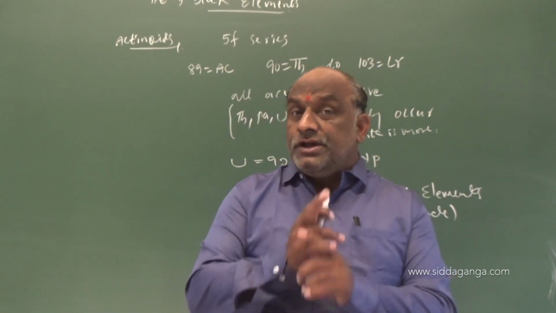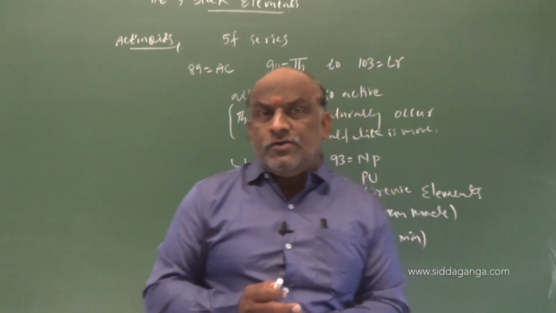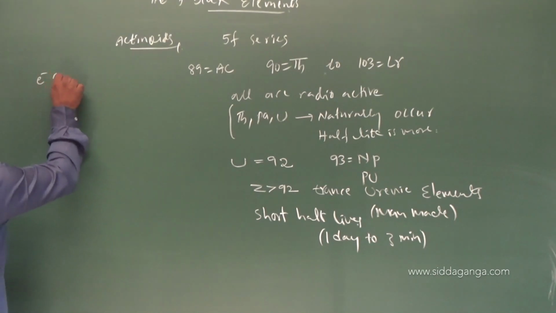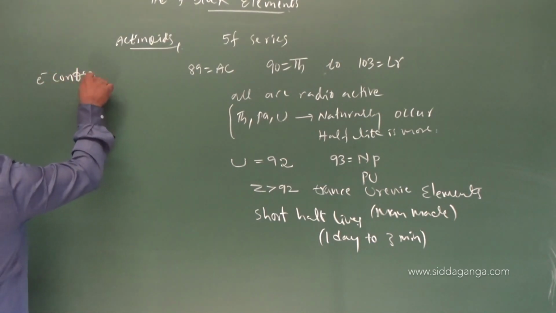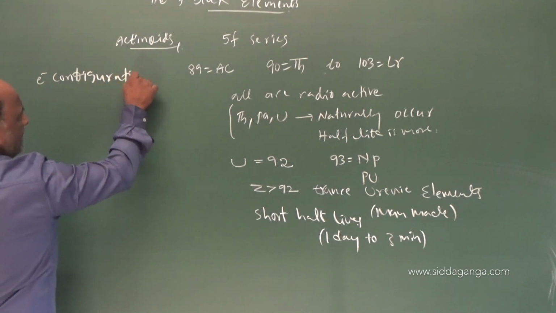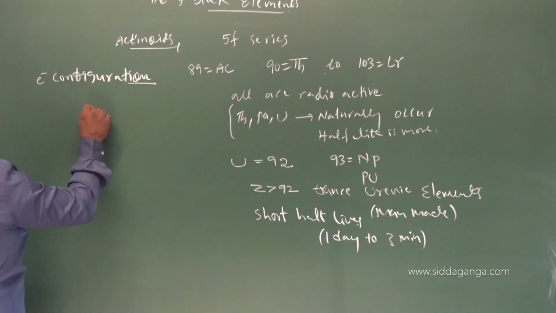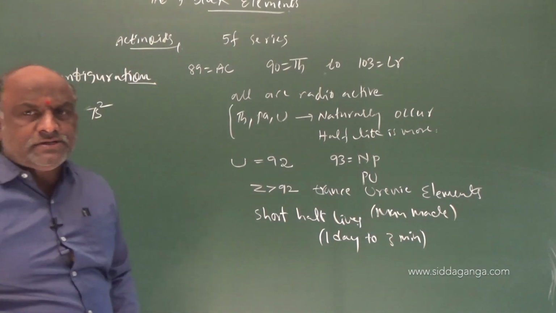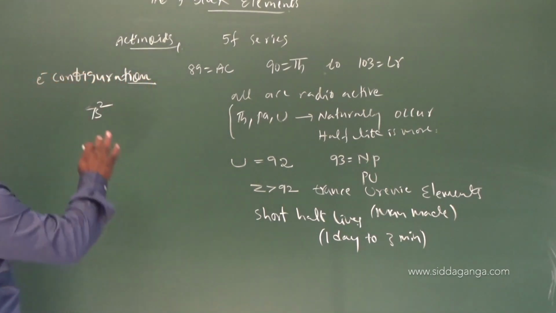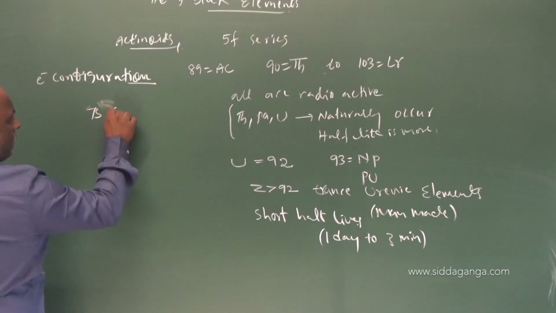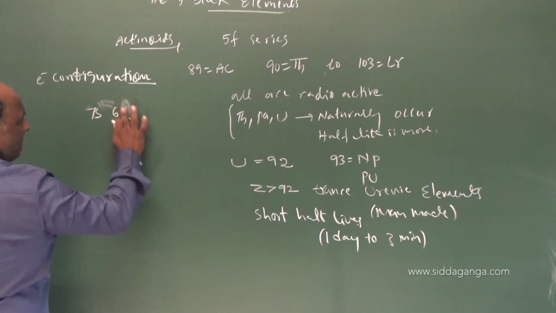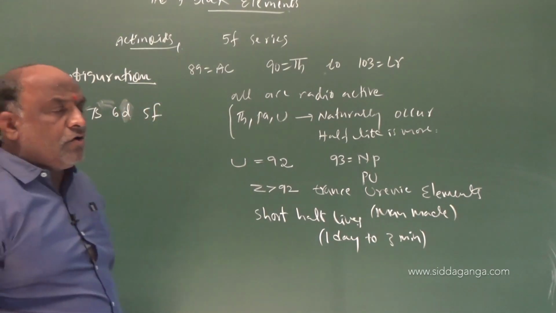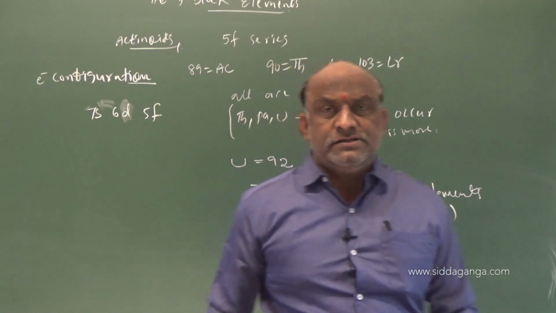We have to revise this point. What will be the configuration of actinides? Actinides electronic configuration. Once you observe this electronic configuration, then you will get an idea about this. 7s2 is fixed for all elements. So due to that you should write 7s followed by 6d and 5f. This will be the outermost electronic configuration of actinides.